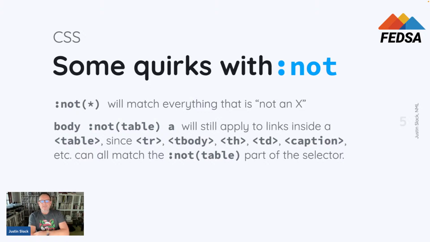If we have something like body, so we're saying look inside our body, and then anything that is not in a table but is a link, that becomes problematic, because this will still apply to links inside a table, since tr, tbody, th, td, caption, etc. can all match the :not(table) part of the selector. So we need to be very careful when using :not that we aren't being underly specific. :not(table) does not refer to not table cell or table row or table header or table caption. So this is not going to work for us. Again, we need to be careful.